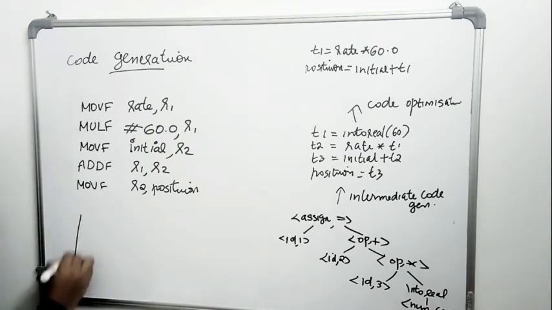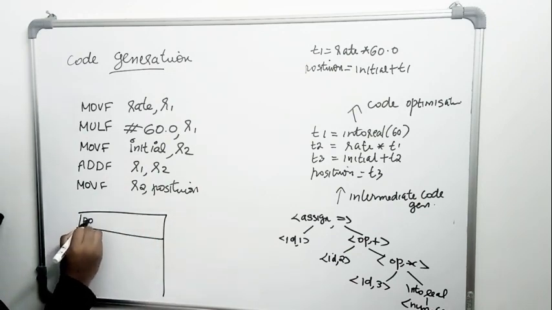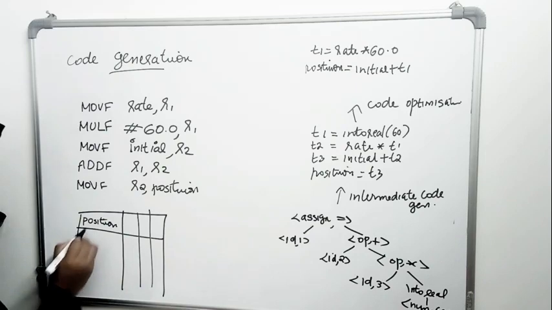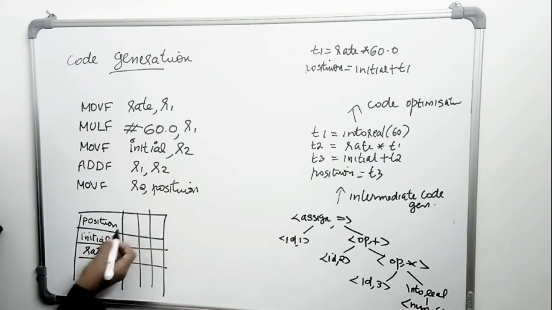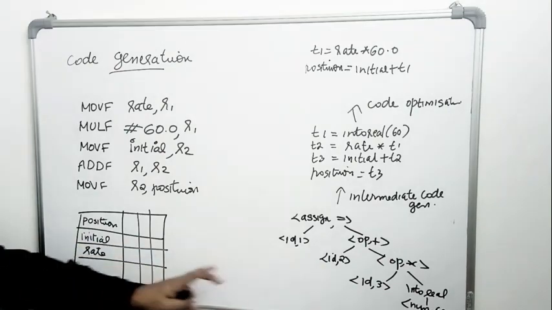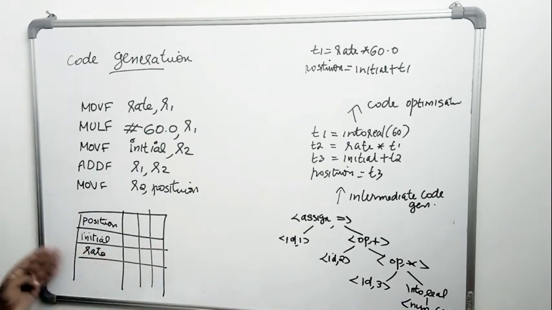Now if we draw the symbol table for this program, it will be like this. Following our assumption, position will be stored in a row with all its necessary attributes. Position is id 1. Initial will be stored in the second row. Rate will be stored in the third row. So position is id 1, initial is id 2, and rate is id 3. This 1 stands for the first row in the symbol table, this 2 stands for initial being present in the second row of the symbol table, and this 3 stands for rate being present in the third row of the symbol table.